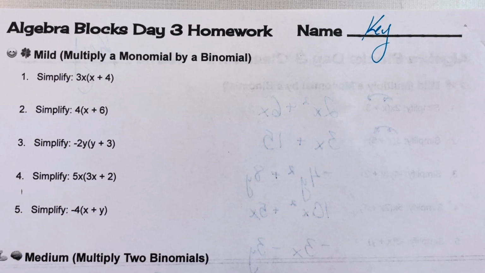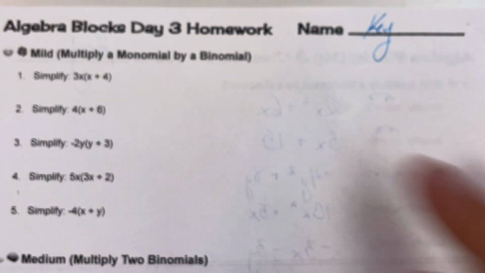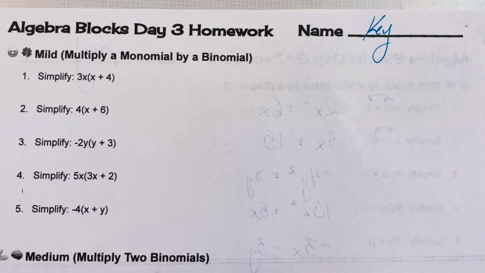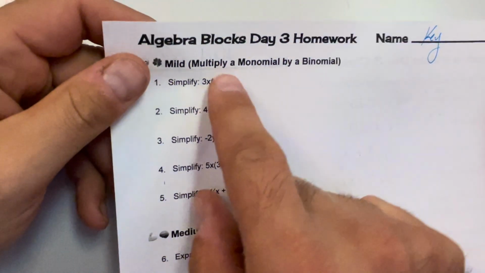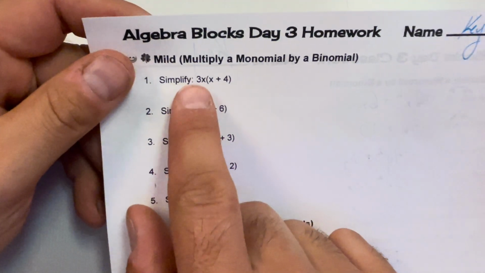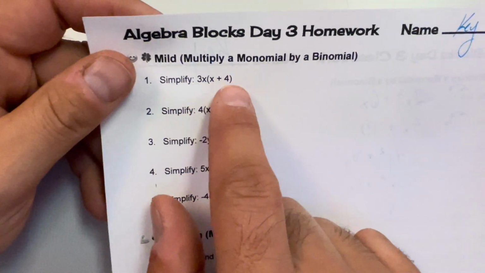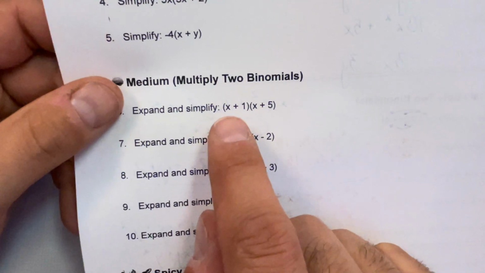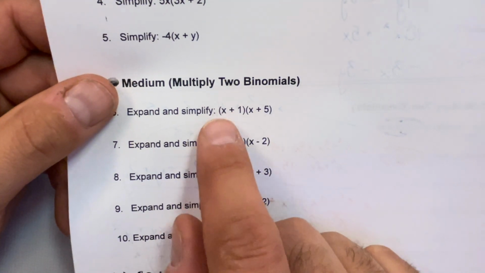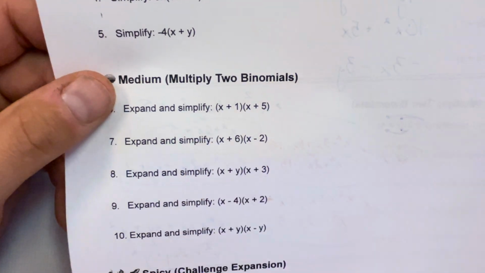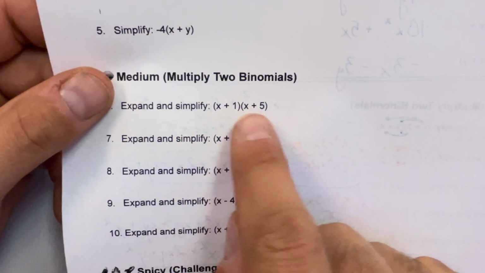Algebra. We're looking at our third day of working with the algebra blocks. I can pull out my blocks and do a little mini lesson for this as well. What we're looking at is how to multiply either a monomial, one part, by a binomial, two parts, or down here, two binomials, where this has two parts and this has two parts, and how to multiply them.